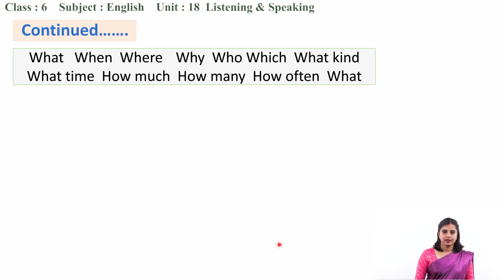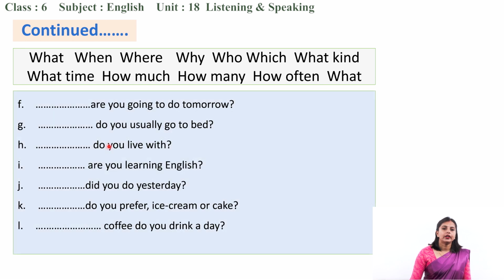Alright, the next one is dot dot are you going to do tomorrow? What? Yes, very good. Activities, isn't it? So what are you going to do tomorrow? Next is dot dot do you usually go to bed? Time. Yes, what time? What time do you usually go to bed? Okay. The next is dot dot do you live with? What did you write? Good, because it is for the people. So who? Who do you live with?